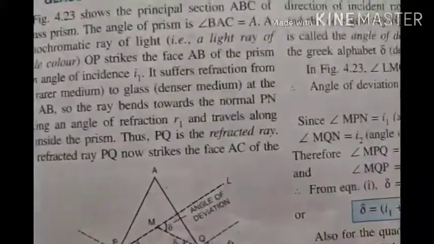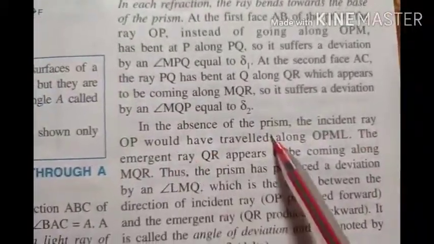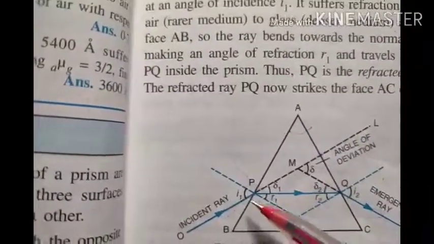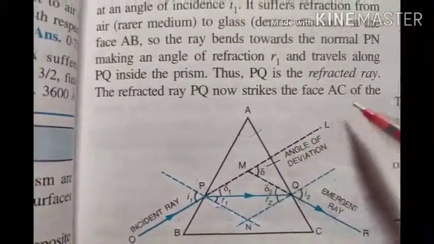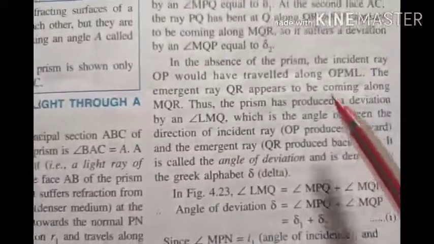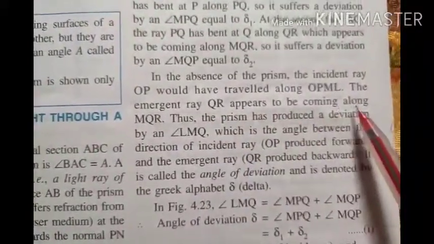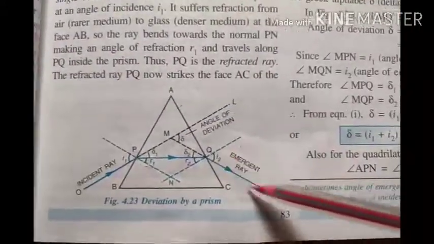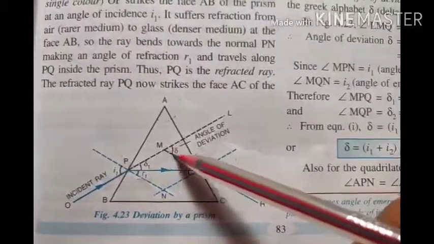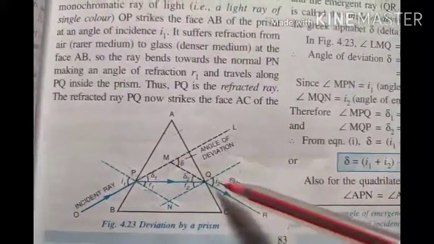Because of that, in the absence of the prism, the incident ray OP would have traveled along OPML. And the emergent ray QR appears to be coming along MQR. This emergent ray QR appears to come from M.